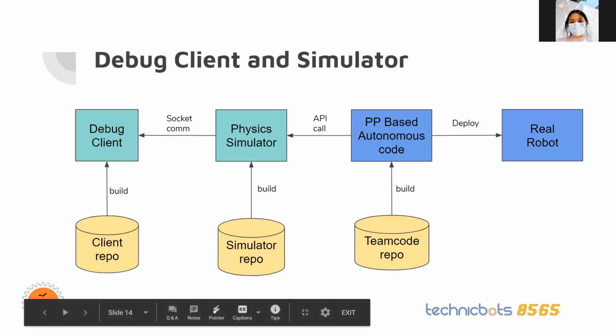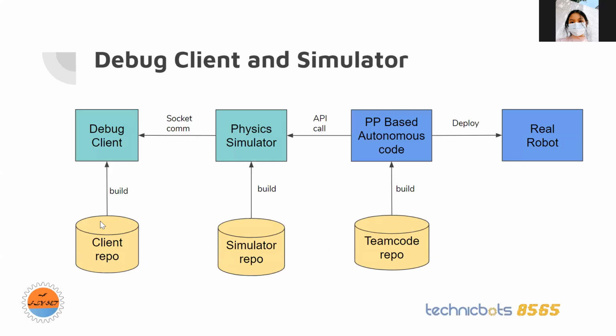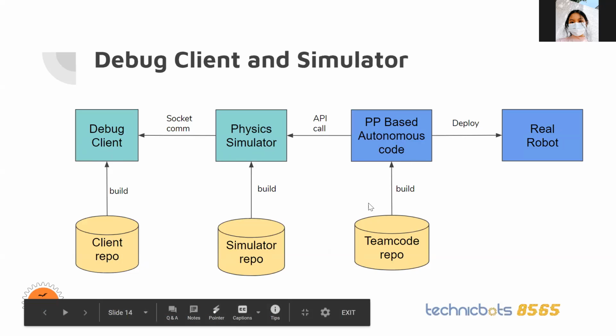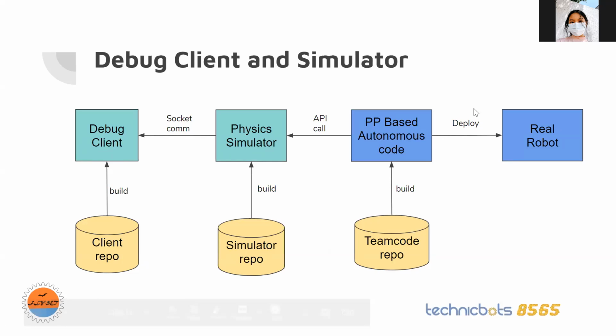So basically the debug client just renders points. There's this whole framework that allows you to simulate the physics of your robot, and the debug client just renders it. So here's a diagram. In our team code repo, our main repository, we have our Pure Pursuit algorithm, and the Pure Pursuit algorithm communicates with the physics simulator.